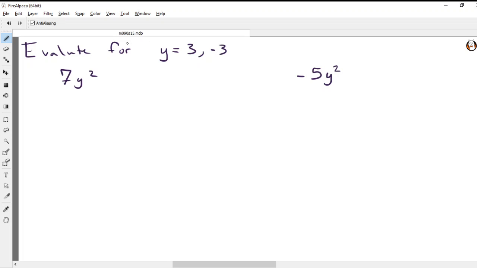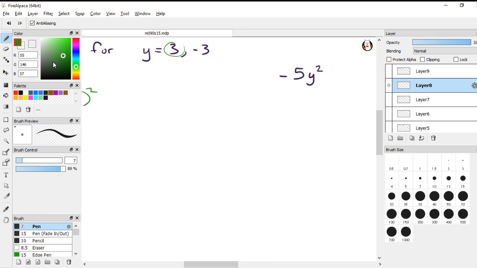I've got another exercise here. This is the next one in the homework that's similar, where we're squaring and then multiplying. So I'm going to take 3. I'm going to put it in here for y. This is 7 times 3 squared. This is 7 times 9. This is 63.